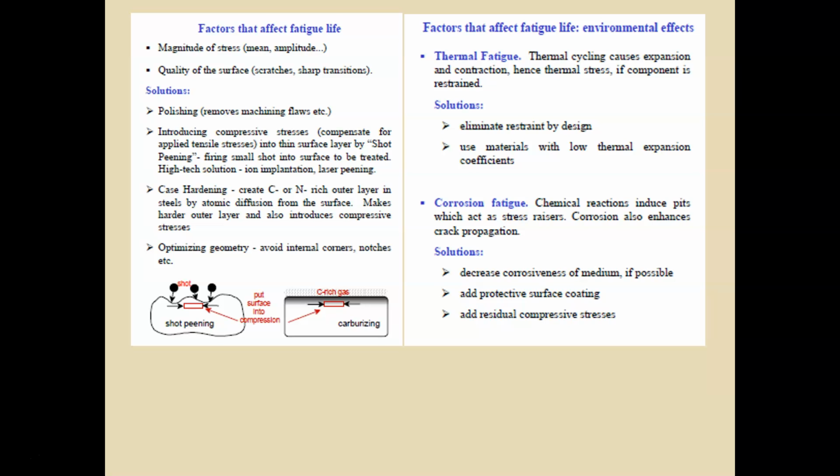Corrosion fatigue, chemical reactions, rust, so on and so forth, introduces pits which can act as stress raisers. Corrosion also enhances crack propagation. How do we solve that? Well, we decrease the corrosiveness of the medium if possible, if you can use a different material, or we can add a protective coating, add residual compressive stresses.